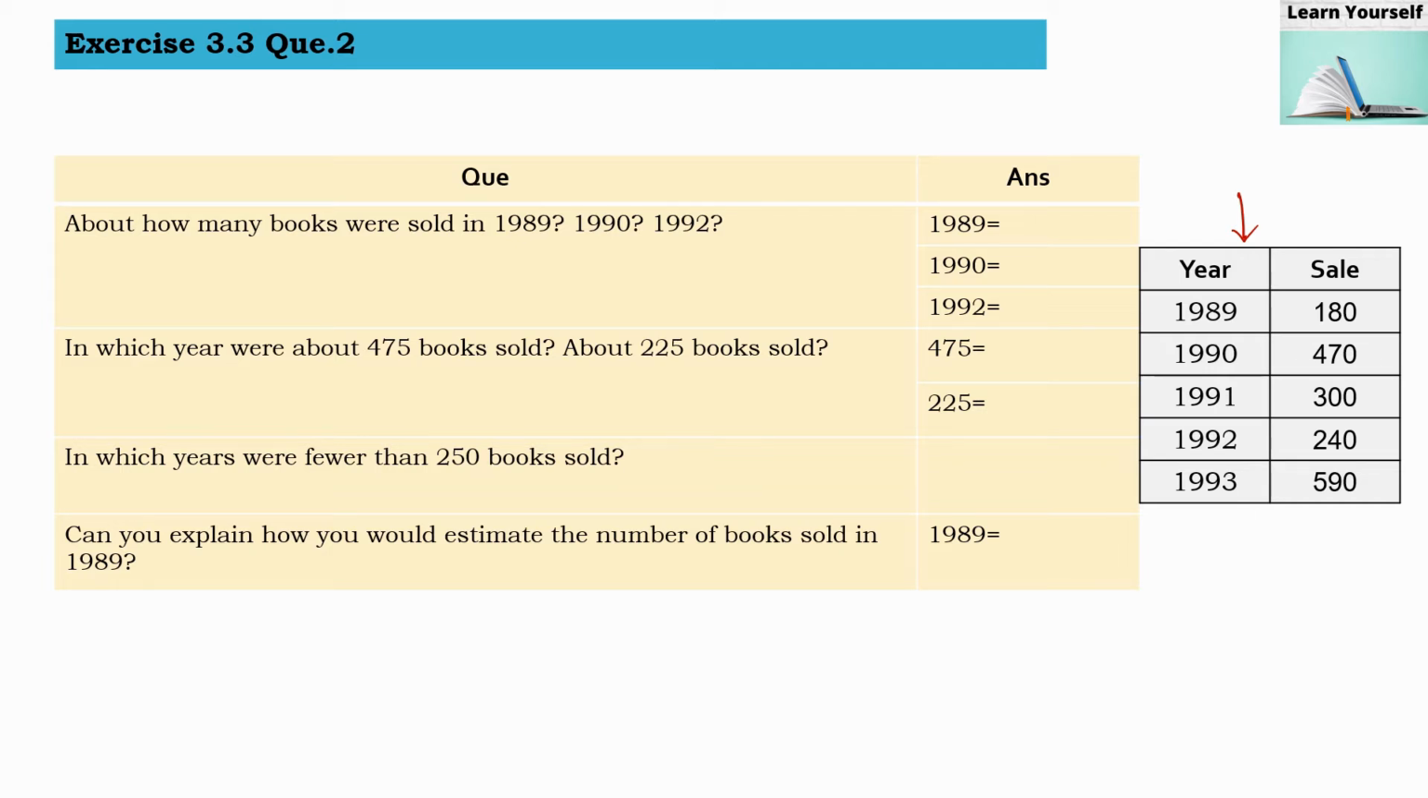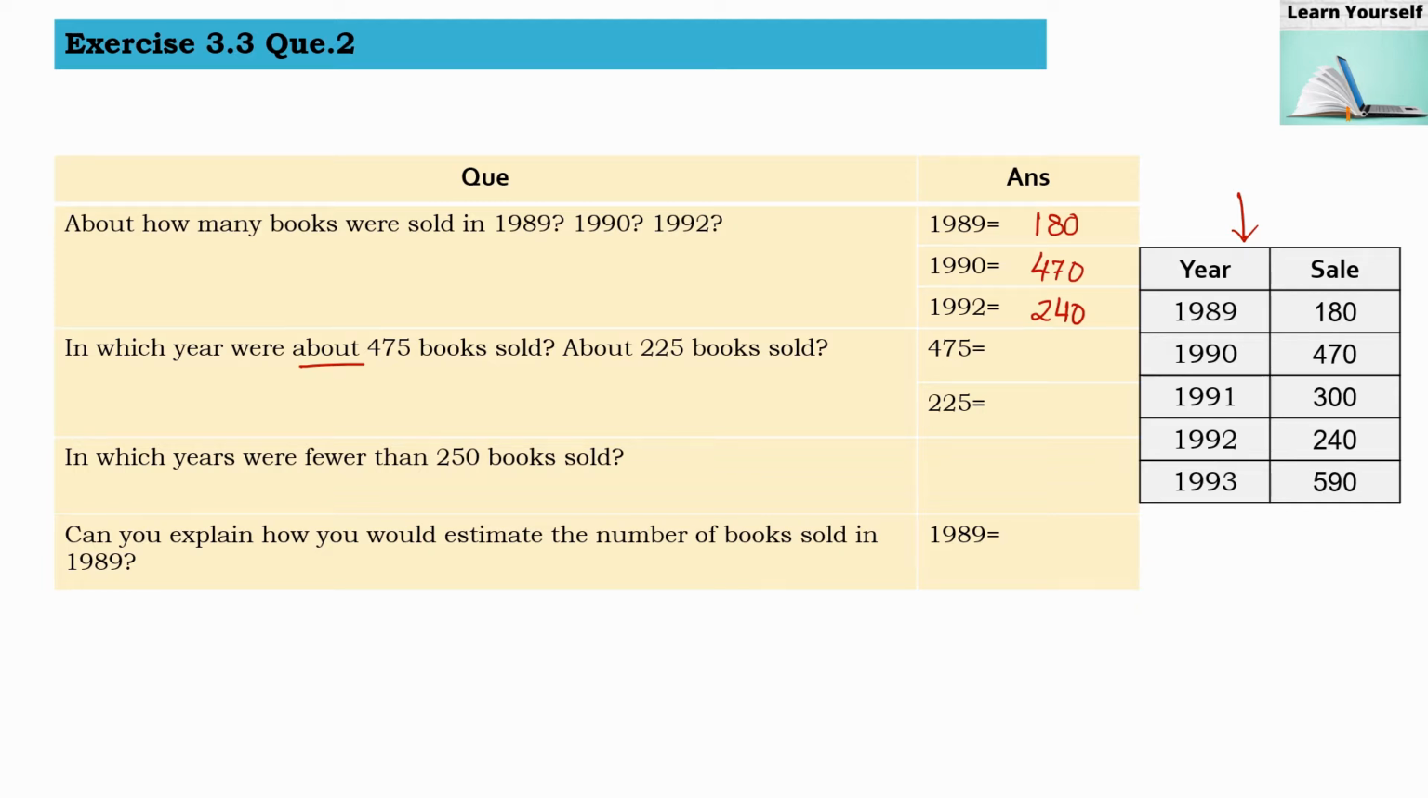So from this reading, we are going to write that in 1989, 180 books were sold. In 1990, 470 books were sold. Whereas in 1992, 240 books were sold. Second question, in which year about 475 books were sold, about 225 books were sold? Now in the bar graph, we are taking estimated values.